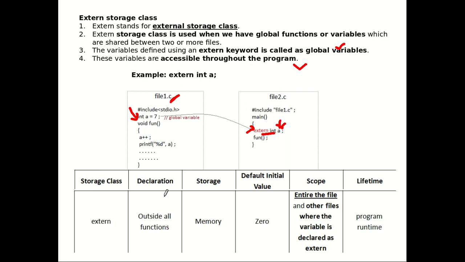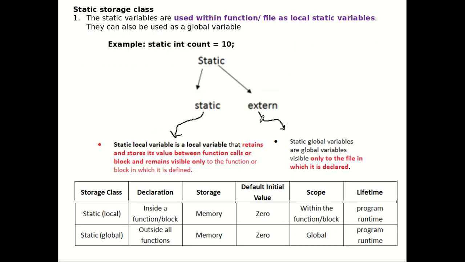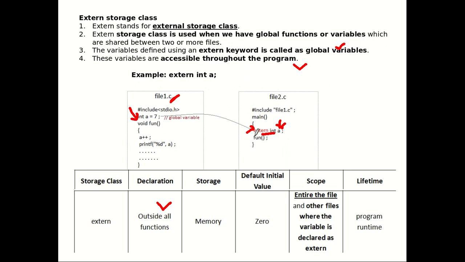The declaration will be done outside all the functions. This is a function, and outside this function we have declared this particular variable. So this is treated as a global variable. The memory is allocated from RAM. The default value is 0. Whenever this variable is declared, the default value assigned to the variable is 0.